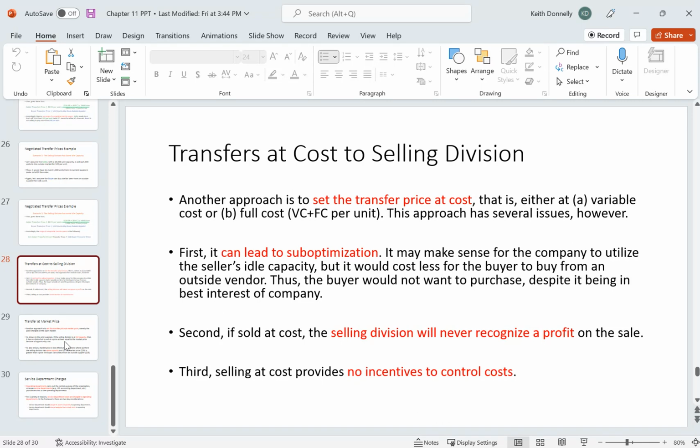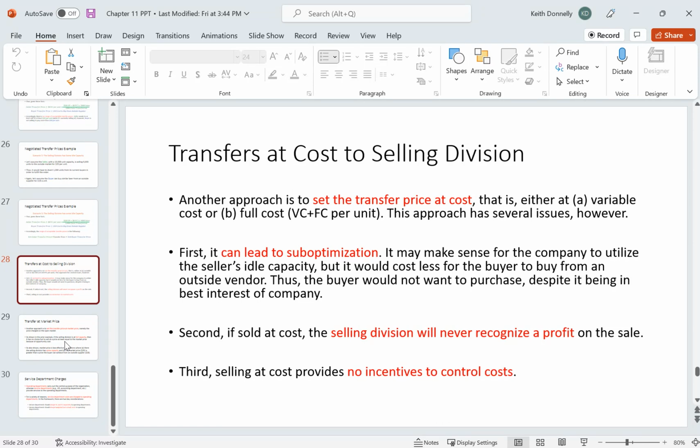But if we did do that, in that case it would be in the best interest of the company. So the buyer is saying, no, we don't want to do it. However, this is in the best interest of the company. If the buyer doesn't do it, that gives rise to sub-optimization. And then second, if it's sold at cost, the problem is the selling division is never really going to recognize a profit on the sale.